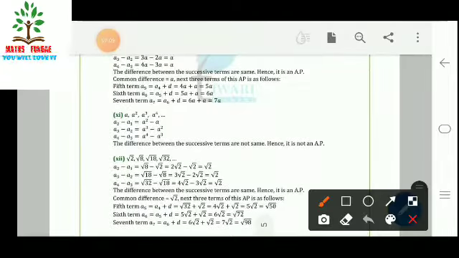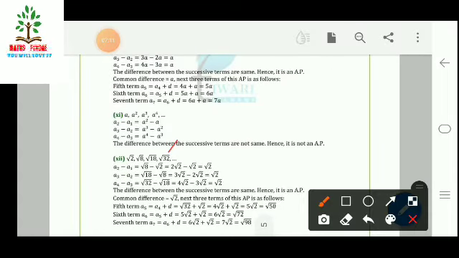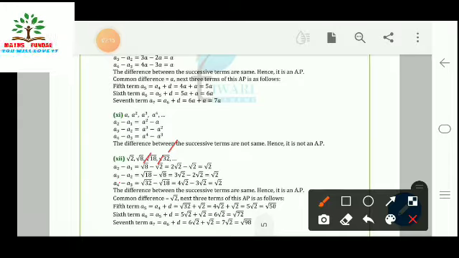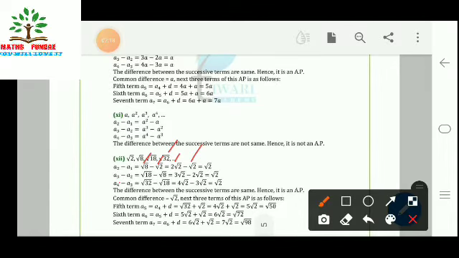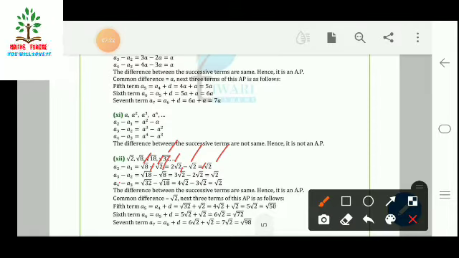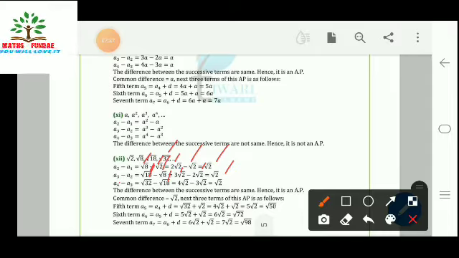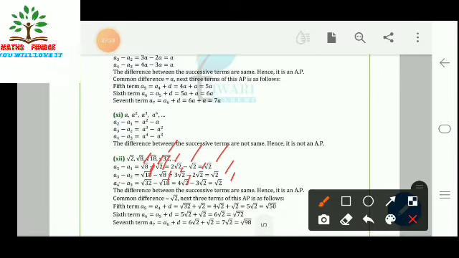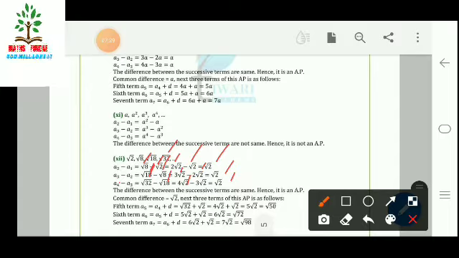Now moving toward the 12th part, it is given root 2, root 8, root 18, and then root 32. If we write this as a2 minus a1, then root 8 minus root 2. Root 8 can be written as 2 root 2, minus root 2, that is root 2. Then a3 minus a2: root 18 can be written as 3 root 2, and root 8 can be written as 2 root 2. Again the answer is root 2. a4 minus a3 is root 32 minus root 18, that is 4 root 2 minus 3 root 2, that is root 2. So again the differences between the successive terms are the same, hence it is an AP. So the common difference is root 2.